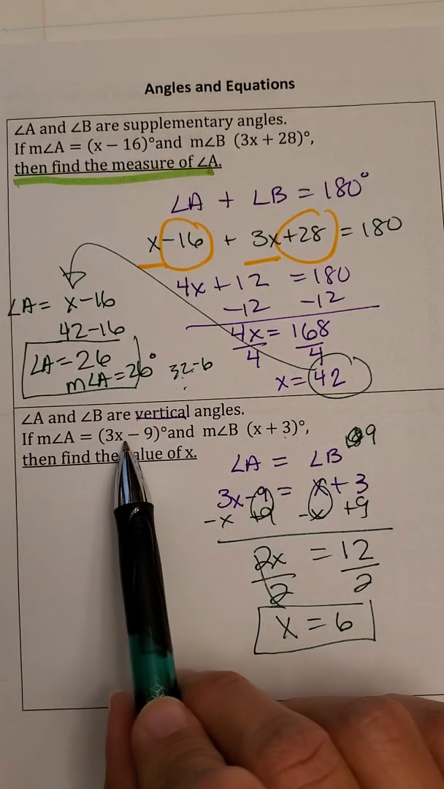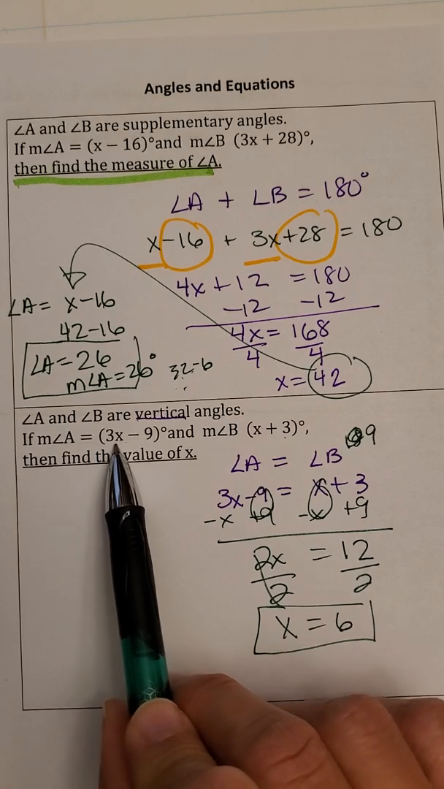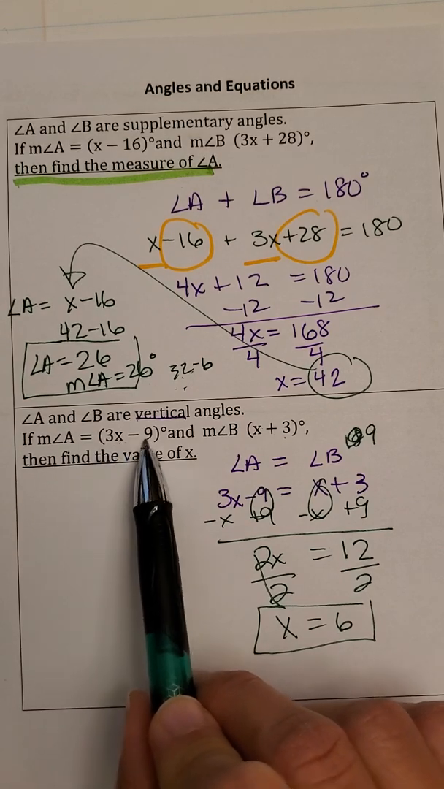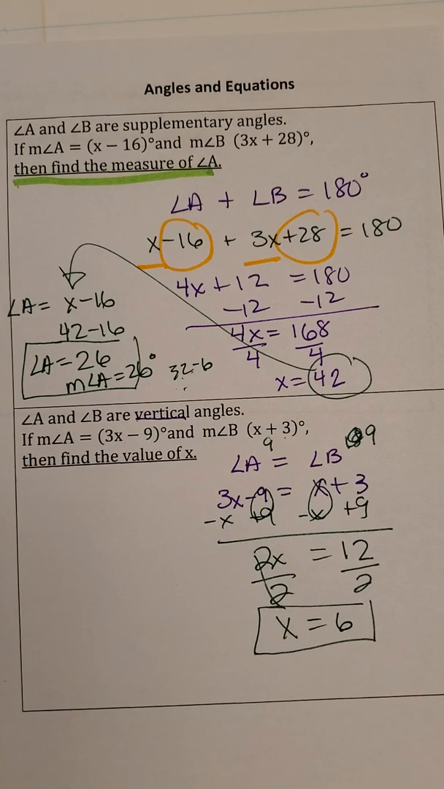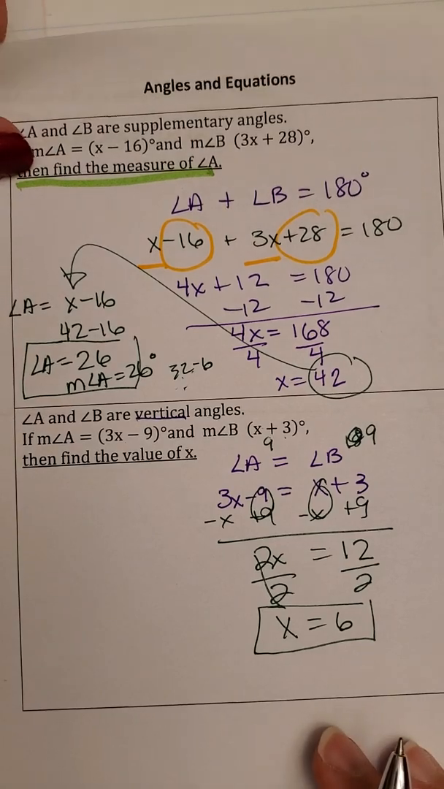And if I put a 6 over here, I get 3 times 6, which is 18 minus 9, and 18 minus 9 is 9. And so that's just my check to make sure I didn't do anything wrong, because I know that they have to be equal. So that helps to check.